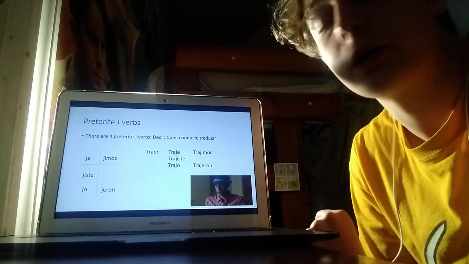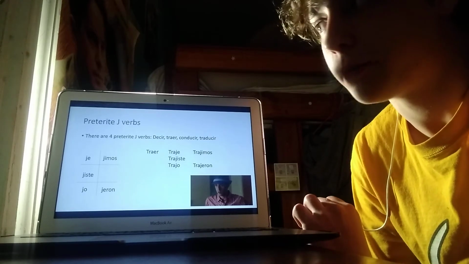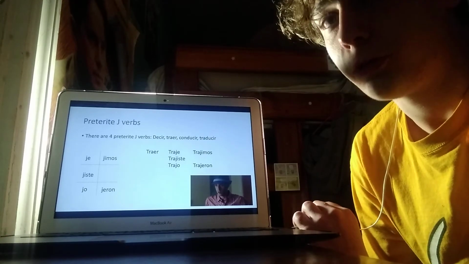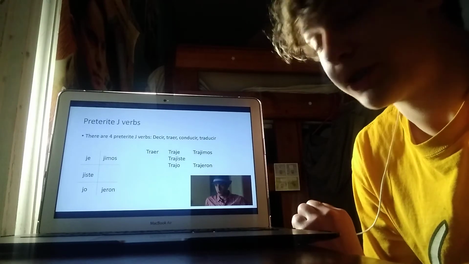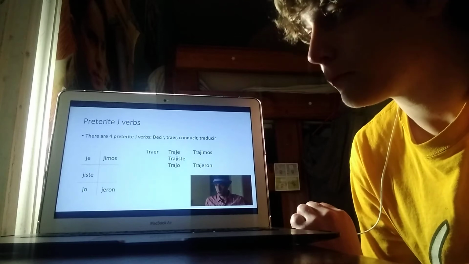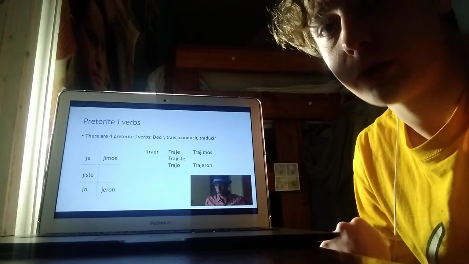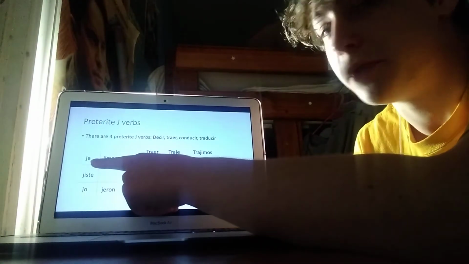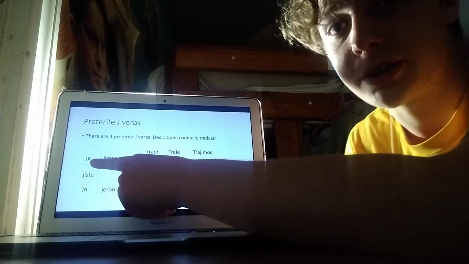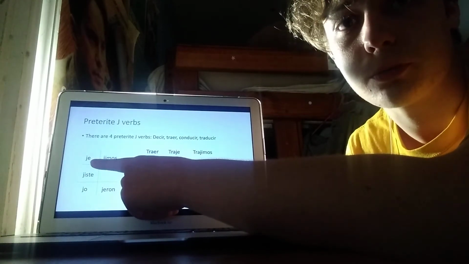Next we have the preterite J verbs. Now these are a special type of verb in the preterite tense. There are 4 of them, only 4. There's decir, traer, conducir, and traducir. So for these 4 verbs, what we're going to do is replace the endings with some J endings. This is so that it sounds more natural with the language. It doesn't sound like you're changing the word too much.